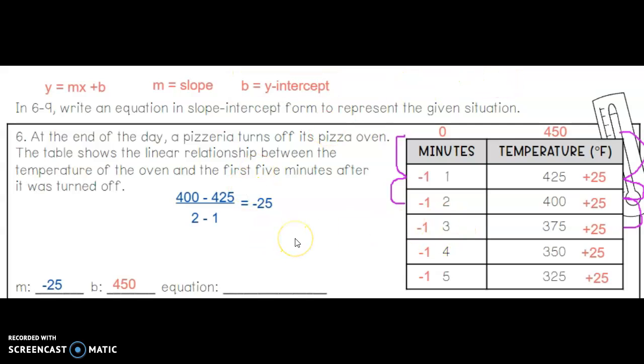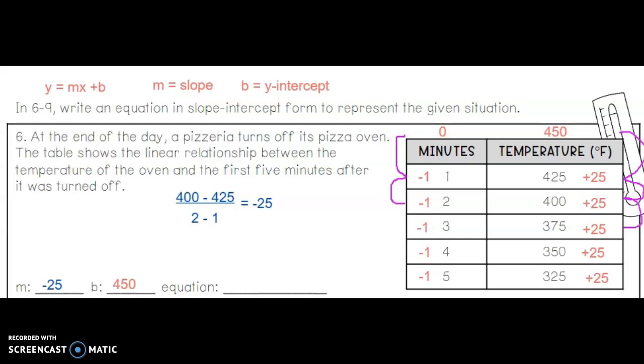So let's take a look at question 6. At the end of the day, a pizzeria turns off its pizza oven. The table shows the linear relationship between the temperature of the oven and the first 5 minutes after it was turned off. So let's take a look at the table and get acquainted. Minutes is your input or your x value. The temperature is your output or your y value.